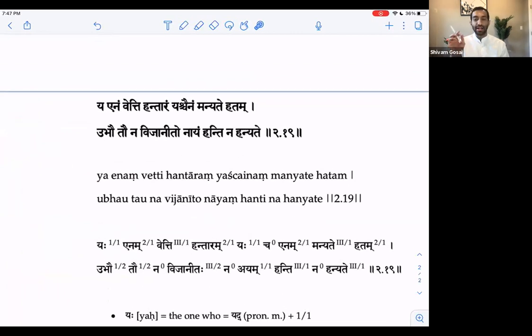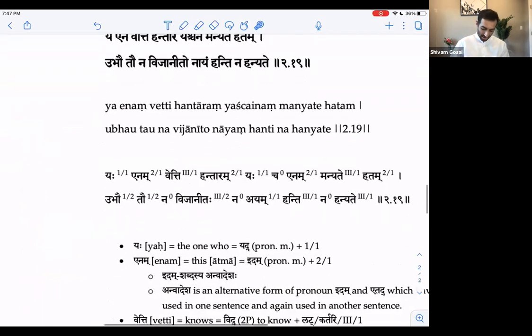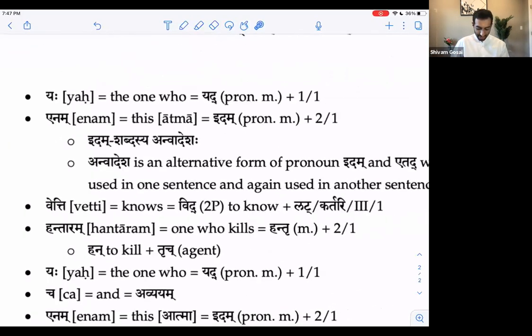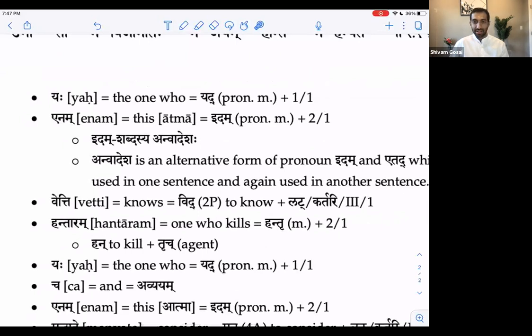You see that form, enam. Enam is the Anvadesha form. Enam veti hantaram yaschainam manyate hatam, ubhau tau na vijanito nayam hanti na hanyate. So you see here, right? Enam, it's referring to Atma. And because we've seen idam used for Atma before, this is idam shabdasya anvadeshaha. You see that there. This is the second time, multiple reference, of the word idam.